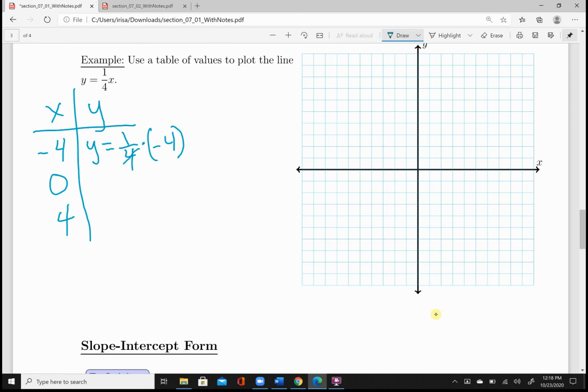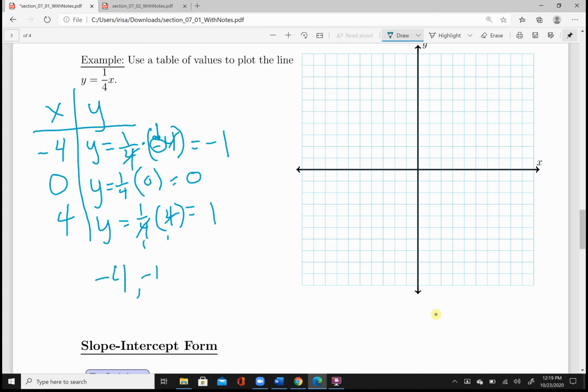So here, notice that the 4's cancel, it's still very much negative, so that means y in this case will be a -1. 0, we'll just 0 out this whole thing, will equal 0. And then here, you'll have 1/4 times 4, which the 4's will cancel, and you'll just be left with a 1. Okay, so the ordered pairs that we're going to plot here are -4, -1, 0, 0, and 4, 1.